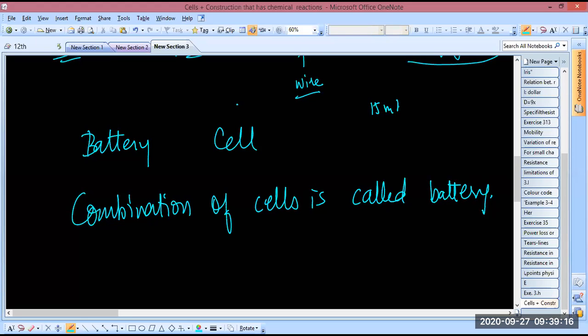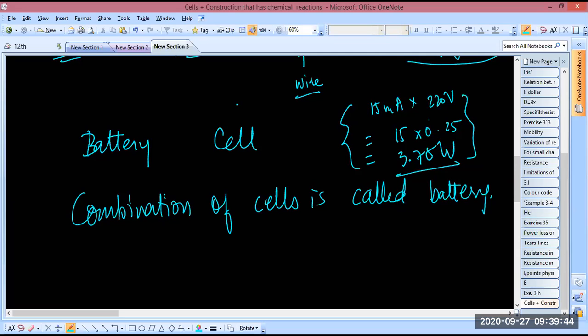15 milliampere at 220 volt is only a power of 15 into 0.22. Suppose we estimate higher and write 0.25, how much would that be? This is just 3.75 watt. This is nonsense. A bulb wouldn't even turn on with 3.75 watt, right? So the figures that you have quoted are definitely wrong.